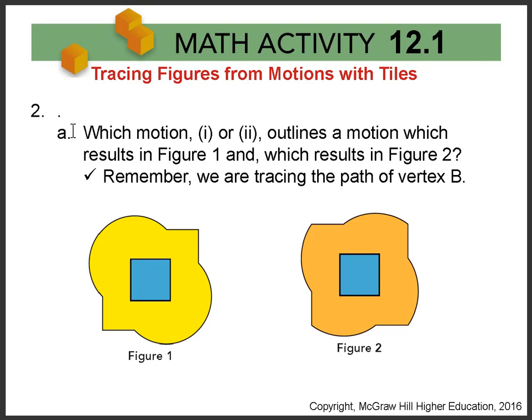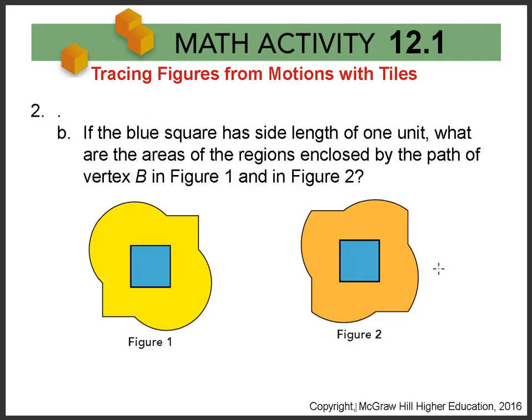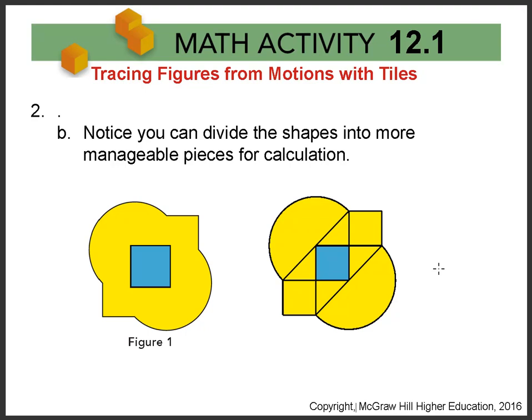Number 2A shows you 2 figures. You can see the blue tile in the middle of the figure. So which motion, 1 or 2, the ones we were just looking at, the combinations of rotations and slides, outlines a motion which results in figure 1 and which results in figure 2. And remember, we're tracing the path of vertex B. If the blue square has a side length of 1 unit, what are the areas of these regions in Figure 1 and Figure 2?